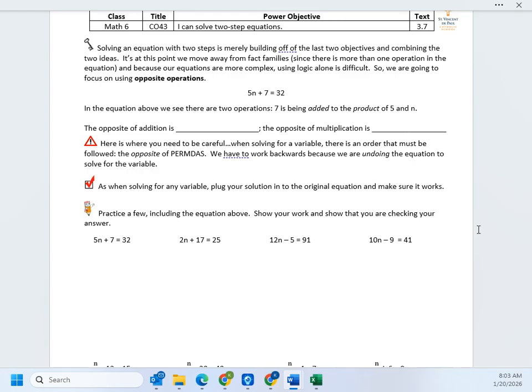CO43, I can solve two-step equations. Remember, I said when we're doing those opposite operations, we're doing something called SADMEP. When we do normal order of operations, we do PEMDAS. We start with parentheses, exponents, radicals. Then we do multiplying or dividing. Then we do adding or subtracting. But when we do the opposite operations, we do it in the opposite order.